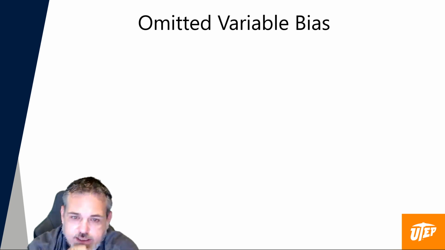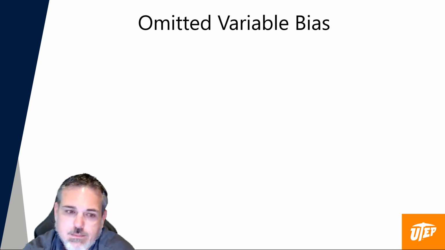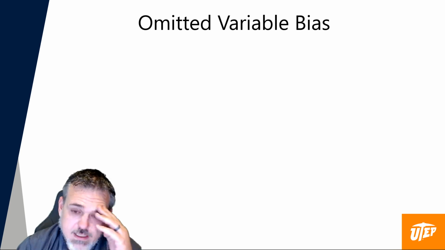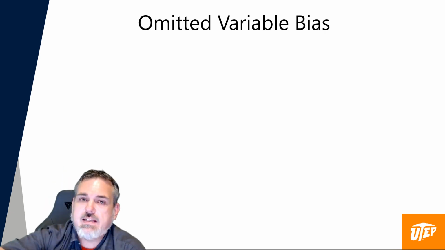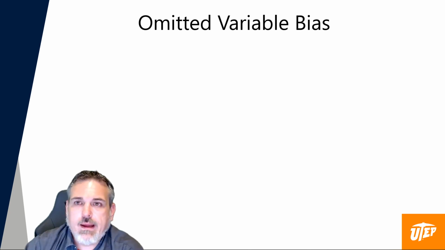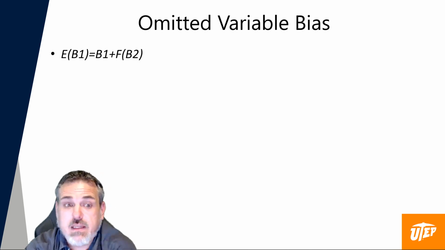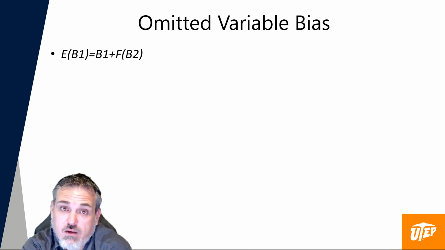Another thing that has to deal with types of measurement issues is omitted variable bias. Omitted variable bias is a circumstance by which a variable that has an effect on the outcome is not included in the study. So how can we express this? Well, the expected value of B1, that is variable 1, is equal to variable 1 plus the effect of variable 2.